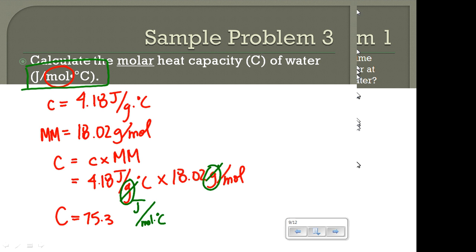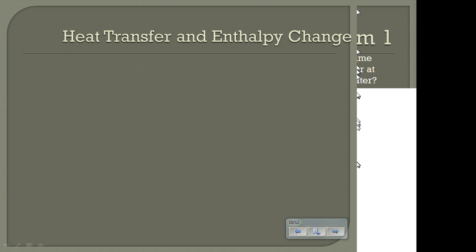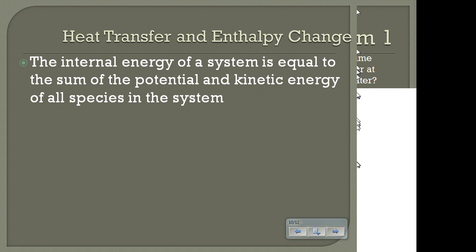All right, last little thing before we end our first video is heat transfer and enthalpy change. I guess let's just go through these points so you can fill in your notes. The internal energy of a system is equal to the sum of the potential and kinetic energy of all species in the system. Those of you who have taken some physics might recognize your conservation of energy laws here with your potential and your kinetic energy. But basically, all the energy of the system is in potential or kinetic energy. So it's just a matter of how much is which.